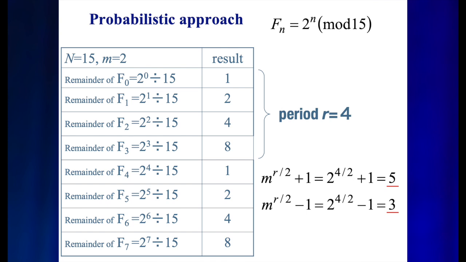I chose 2, and mathematician tells me to do 2 to the 0, divide by 15 and find the remainder. And the remainder is 1. 2 to the 0 is 1, 1 divided by 15, remainder is 1. Then mathematician says, then do 2 to the 1, 2 to the 2, 2 to the 3, 2 to the 4, 2 to the 5, and do the same. Just find remainders. And remainders turned out to be 1, 2, 4, 8, 1, 2, 4, 8.